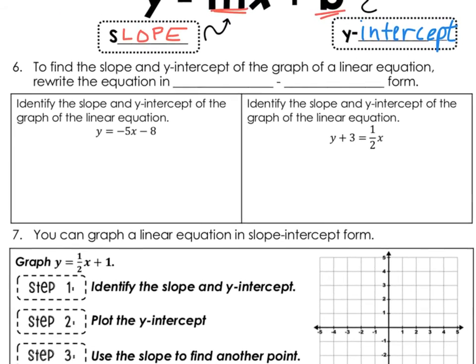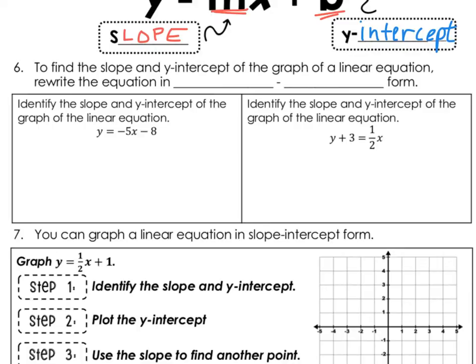Part 6. To find the slope and y-intercept of the graph of a linear equation, rewrite the equation in slope-intercept form. So we're using the slope and the intercept. That's why it's called slope-intercept form.